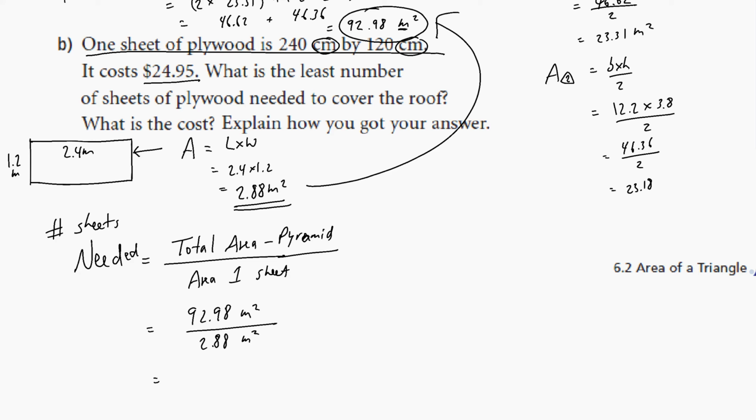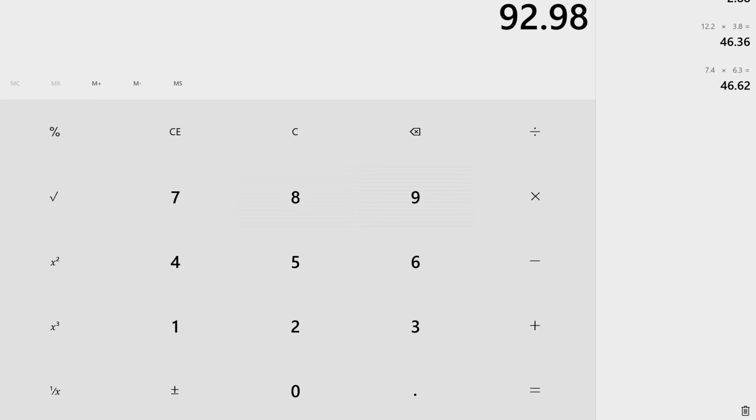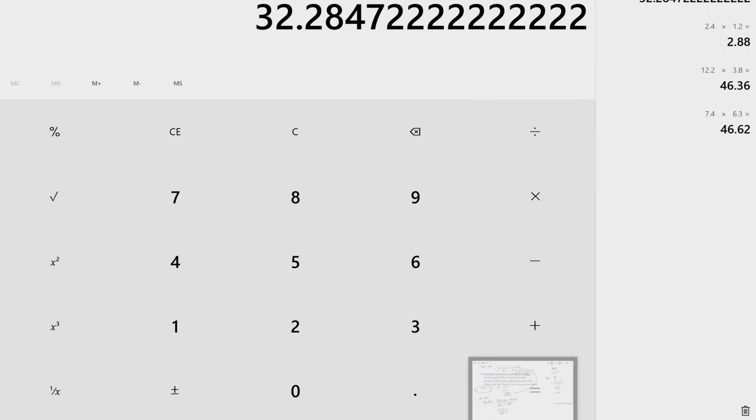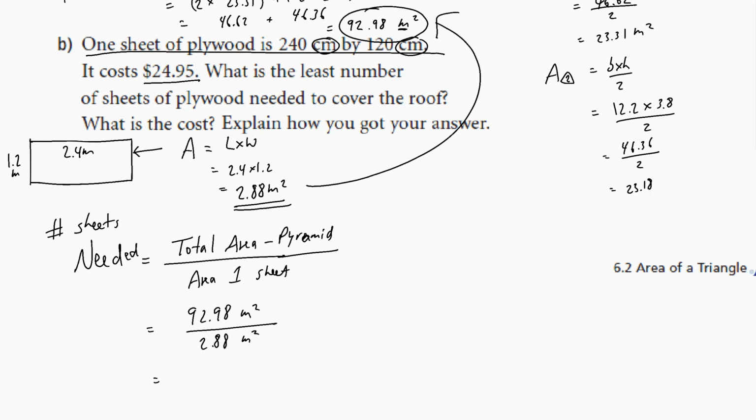So 92.98 divided by 2.88, I think that was the amount, 32.28. So 32.28, which would mean approximately 33 sheets. That's going to be the least number of sheets. 32 sheets would not be enough.